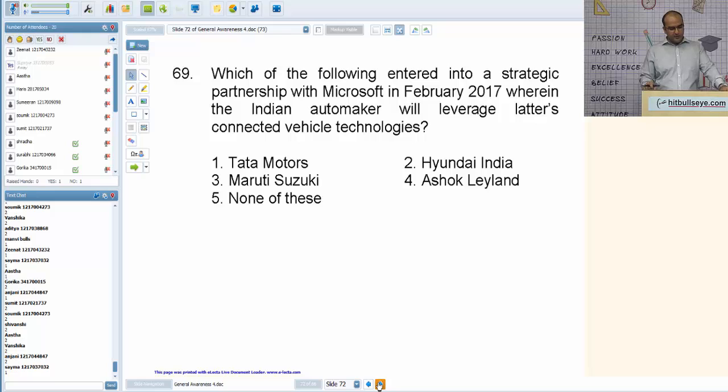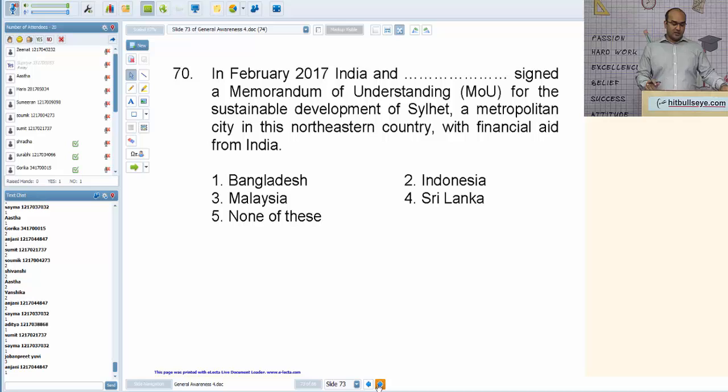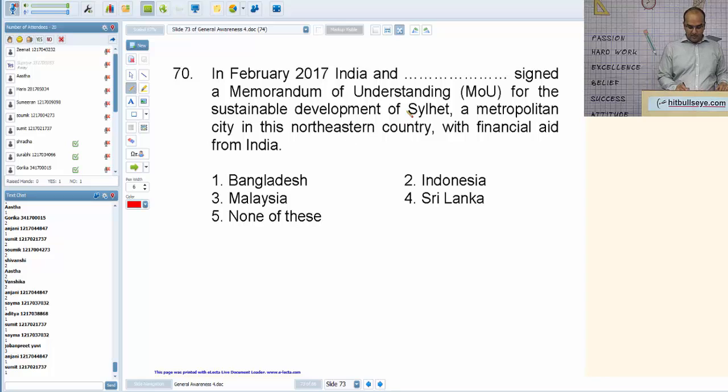Right. Next, which of the following entered into a strategic partnership with Microsoft in Feb 2017, wherein the Indian automaker will leverage the latter's connected vehicle technology, or simply speaking, smart cars? Like you have smartphones, you will have smart cars in the near future, and the partnership will be between Microsoft and Tata Motors of India. In February 2017, India and which other country signed a MOU for the sustainable development of Sylhet? This is a metropolitan city in this northeastern country, with financial aid from India. So Sylhet is located in our neighbor Bangladesh.